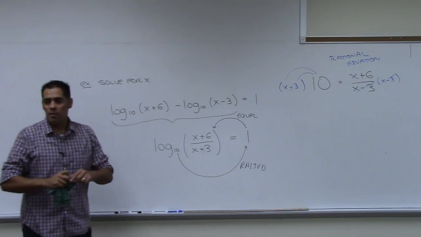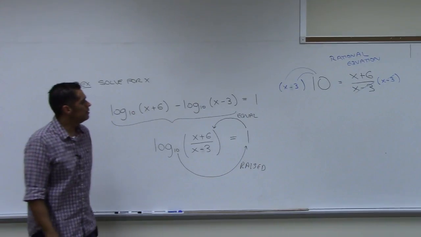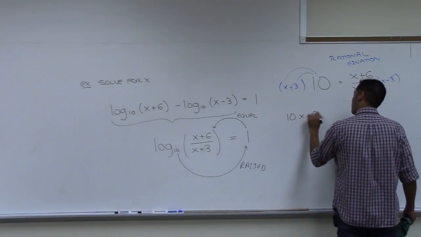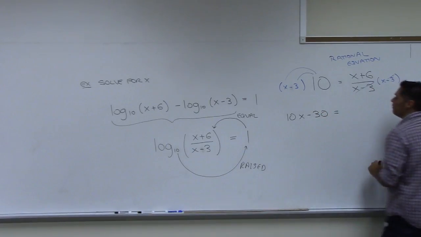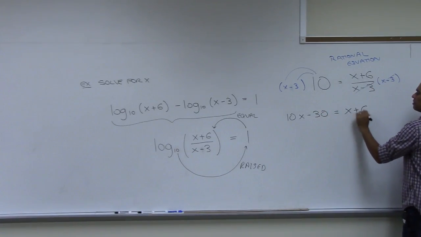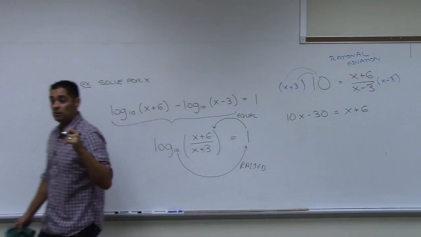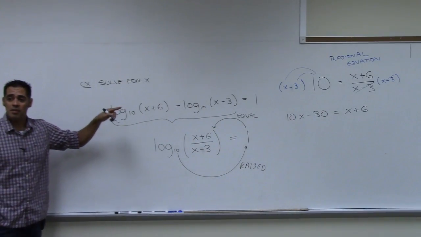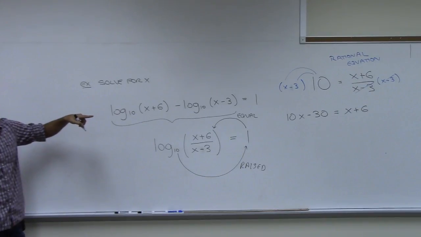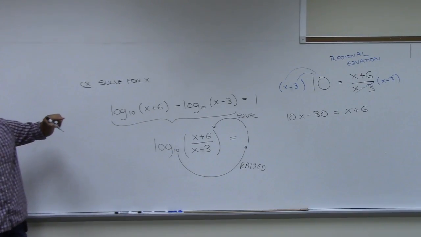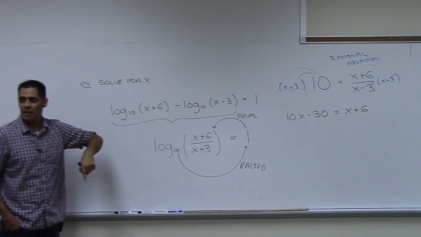Now, what am I left with? What's the equation that I'm left with here? 10x minus 30 equals x plus 6. What type of equation is this? Linear. How do you solve linear equations? Get x by itself on one side.